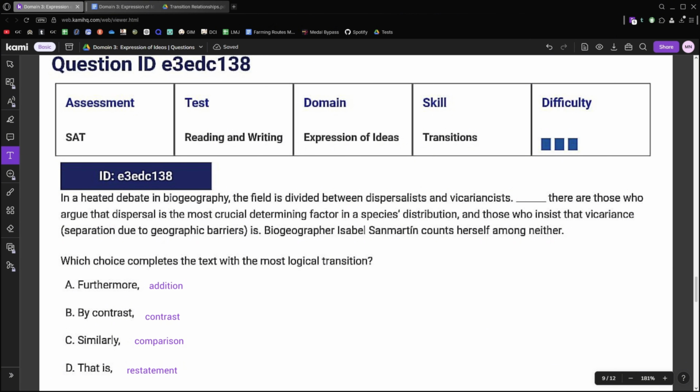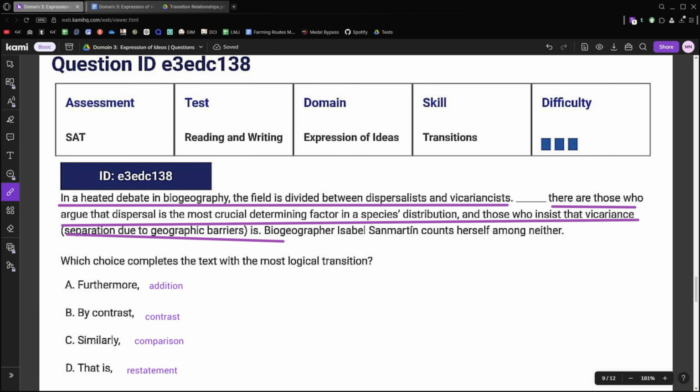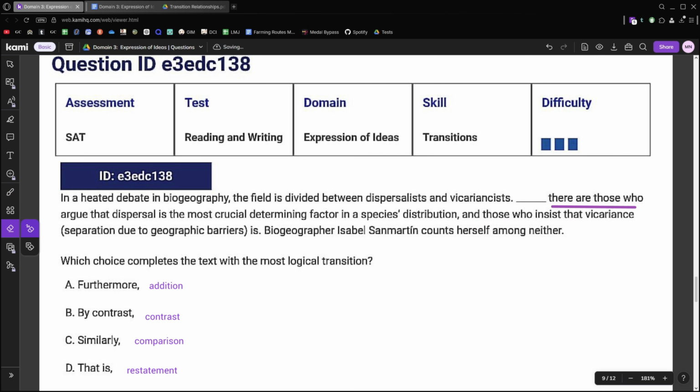Well, all that's left now is to actually read the text and see what would make the most sense. Usually though, all you really need to read is the sentence before the blank, so that would be this one right here, and then the sentence with the blank or after the blank, and that would be this one right here. So let's start reading.